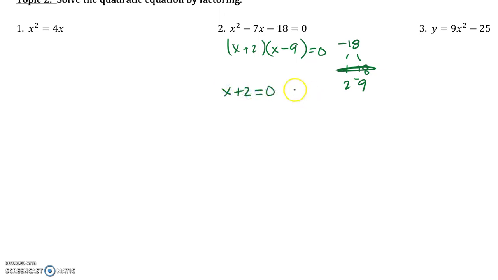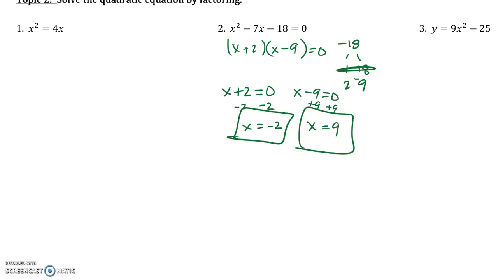Then, once you get your factors, you set each factored part equal to 0 and solve it. So you'll move the 2 over, so x equals negative 2. And then you'll move the 9 over by adding it, so x equals 9. That's how you can algebraically find your answers.